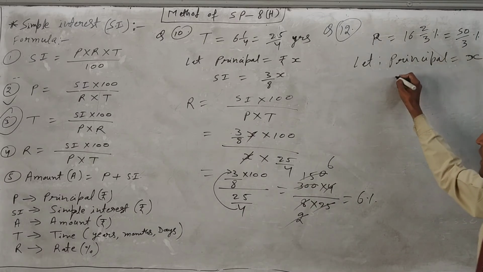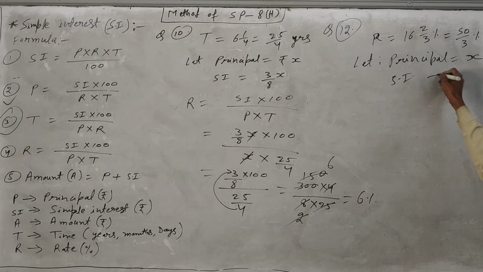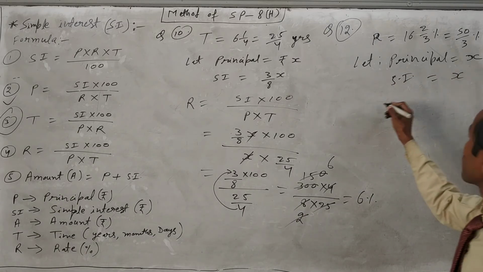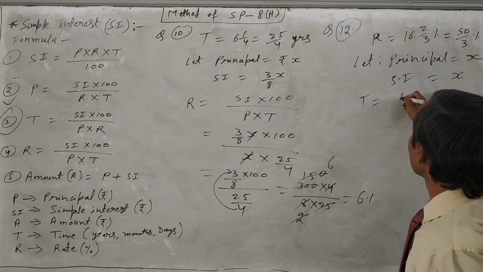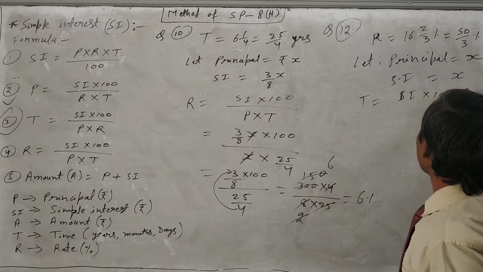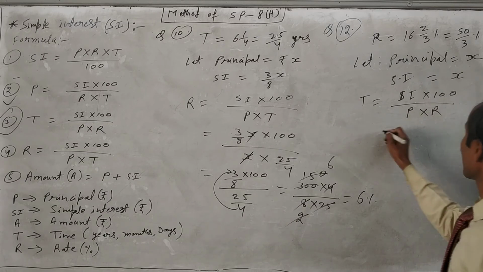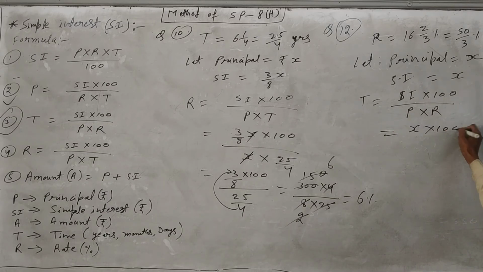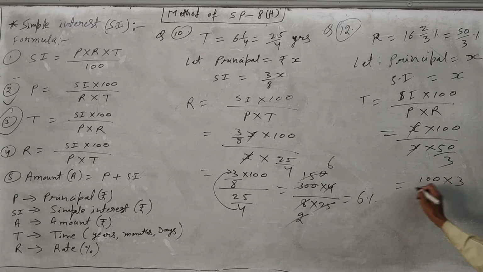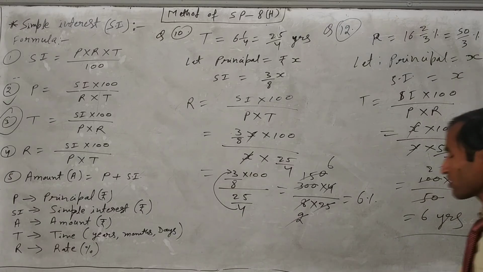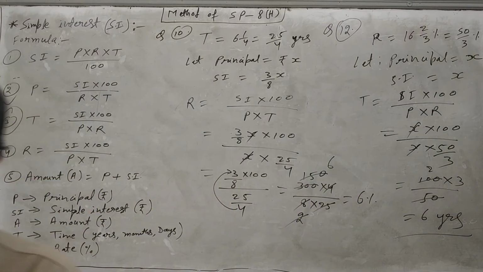Okay, so the same SI will be there. In how many years? So SI will be equal to x. Now we have to find time. So time is equal to SI into 100 upon P into R. So in place of SI put x into 100 upon x into 50 upon 3. In place of R you have to put this one. Now x will cancel out. 3 will go upper, so 100 into 3 upon 50 will cancel by 2, so 2 3s are 6 years. So time will be 6 years, then the interest will be equal to the principal.